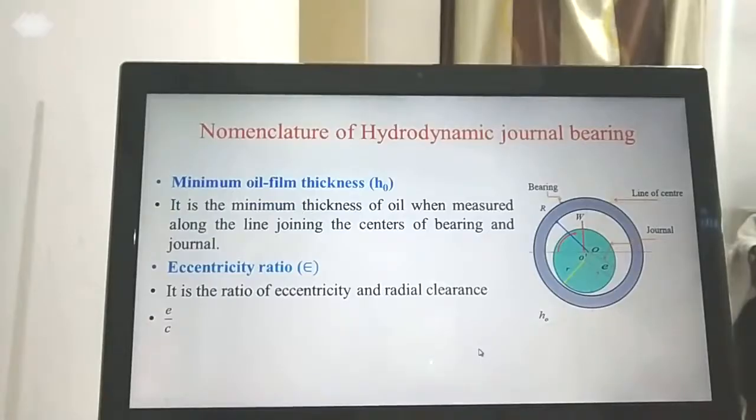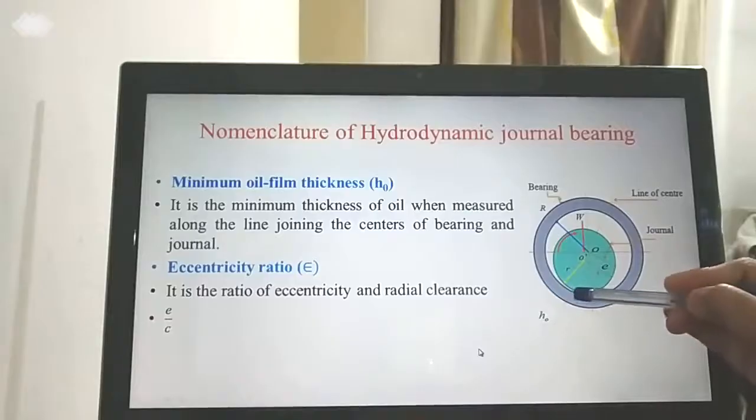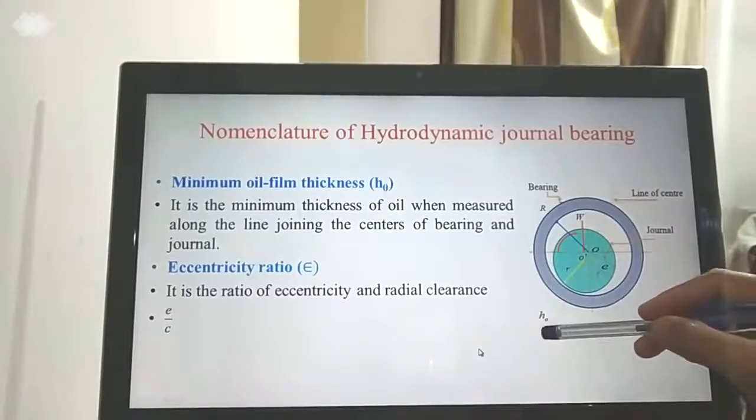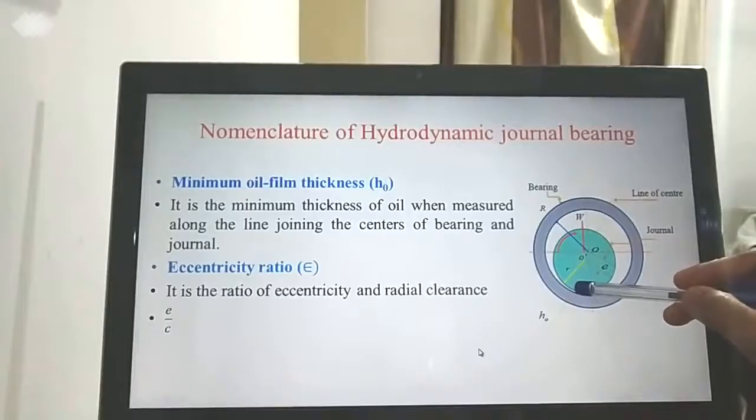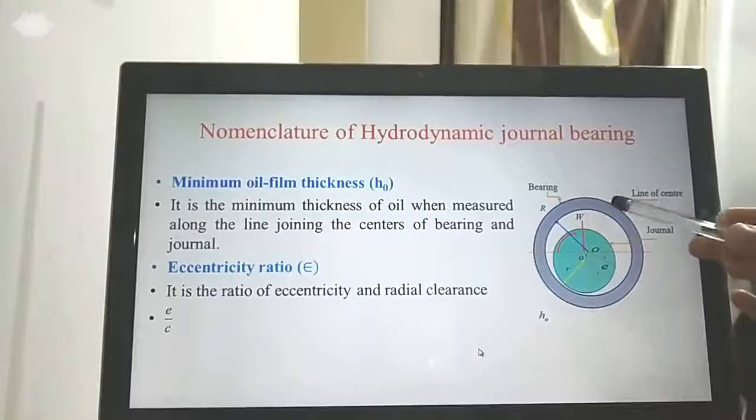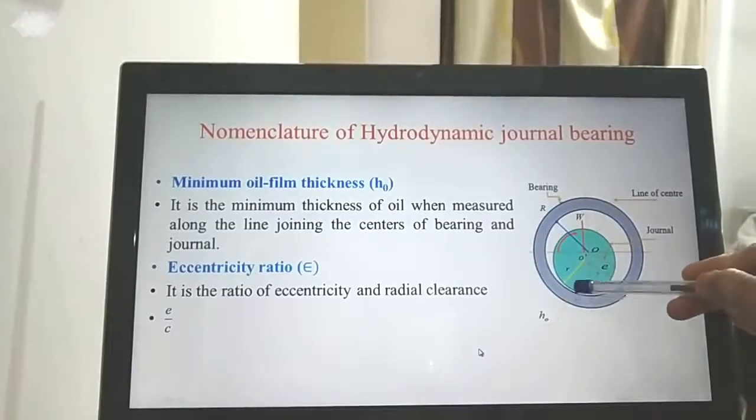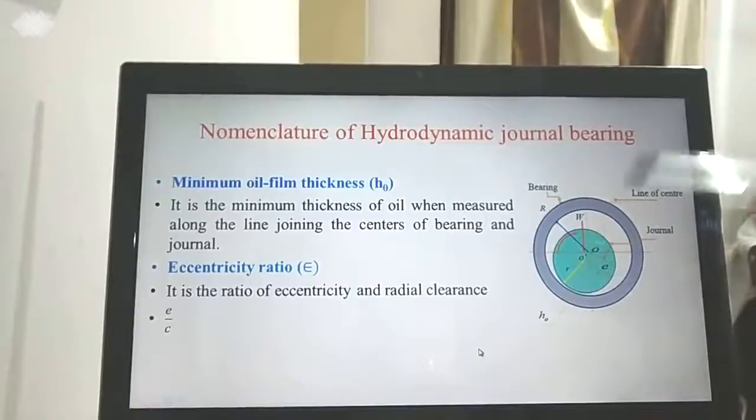The next term is minimum oil thickness, denoted by h0. This is again a very important term. Firstly we will discuss the definition. Minimum oil thickness is measured along the line joining the centers of the bearing and journal, and it is the minimum thickness of oil. So here we have h0, the minimum thickness of oil, and it can be measured along the line of centers. Okay, so h0 is the minimum oil thickness.